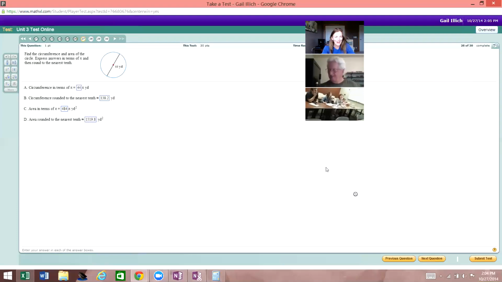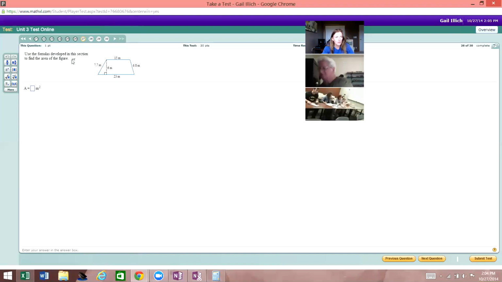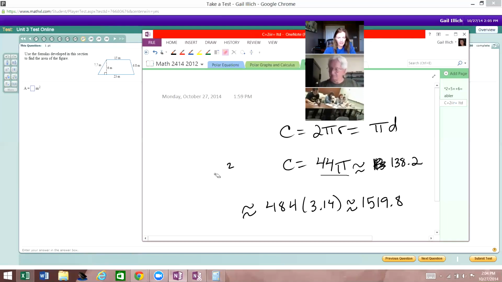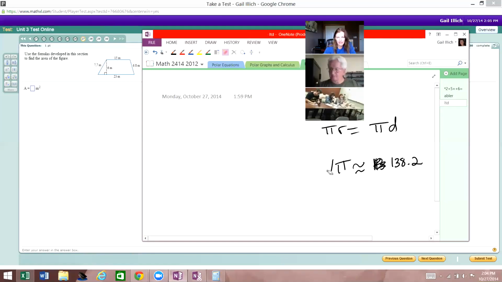All right, number 27. Use the formula developed in this section to find the area. Okay, so this is a trapezoid. Did we learn the area of a trapezoid? I don't remember learning the area of the trapezoid. I mean, I know it, but I don't remember teaching it to you. All right, so the area of a trapezoid is 1/2 times the sum of the parallel bases times the height.